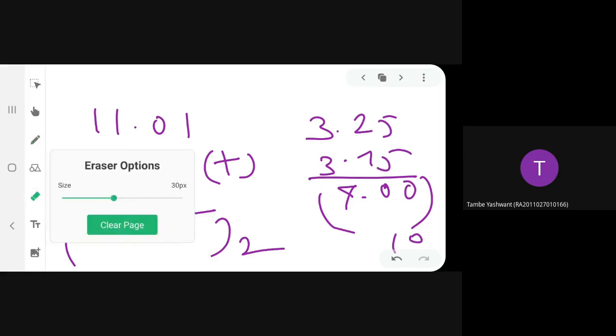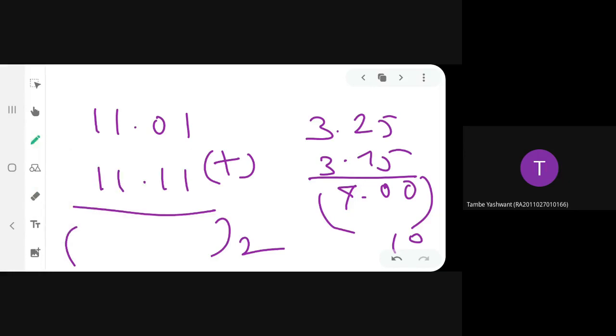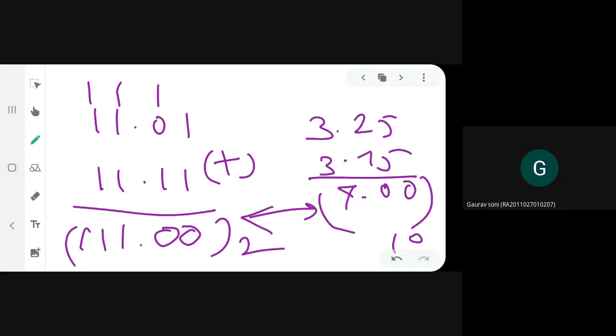The binary sum is 111.00. 1 plus 1 is 0, carry is 1. 1 plus 1 is 0, carry is 1. 1 plus 1 plus 1 is 1, carry is 1, and then 1 1. If you convert this into its equivalent decimal, are you getting 7? Yes, 4 plus 2 plus 1.